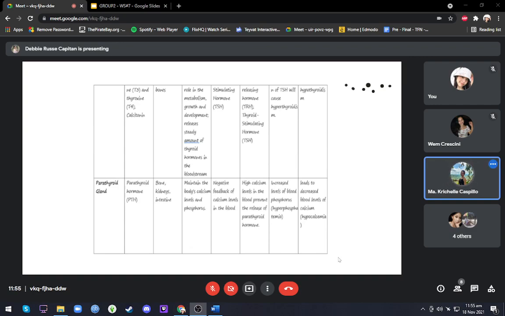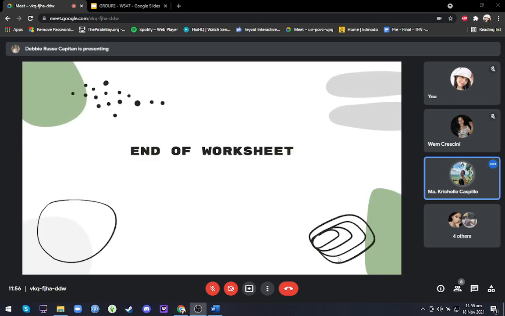parathyroid hormone, bone, kidneys, and intestine, maintains the body's calcium and phosphorus levels, negative feedback of calcium levels in the blood. High calcium levels in the blood prevent the release of parathyroid hormone. Increased levels of blood phosphorus lead to decreased blood levels of calcium. And that would be my report.